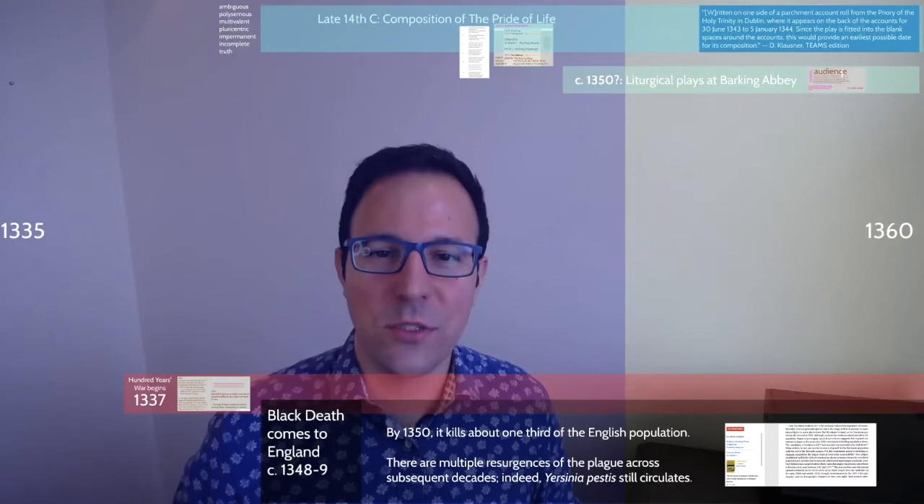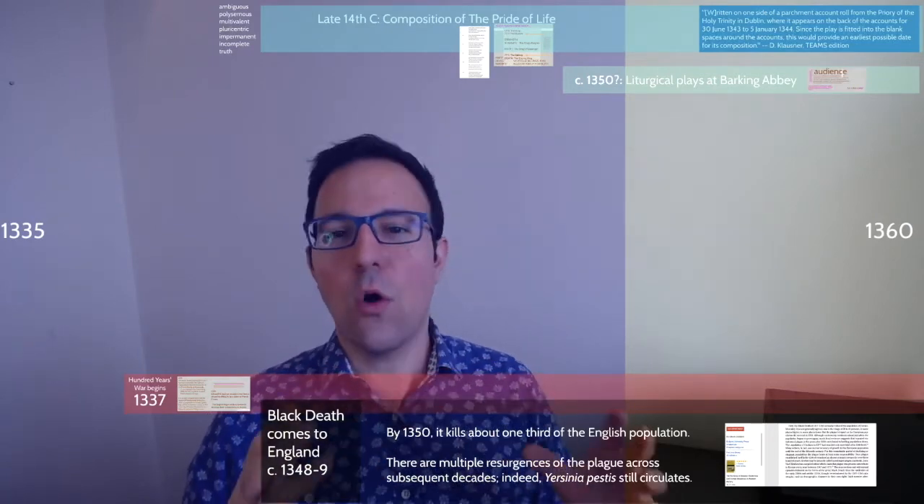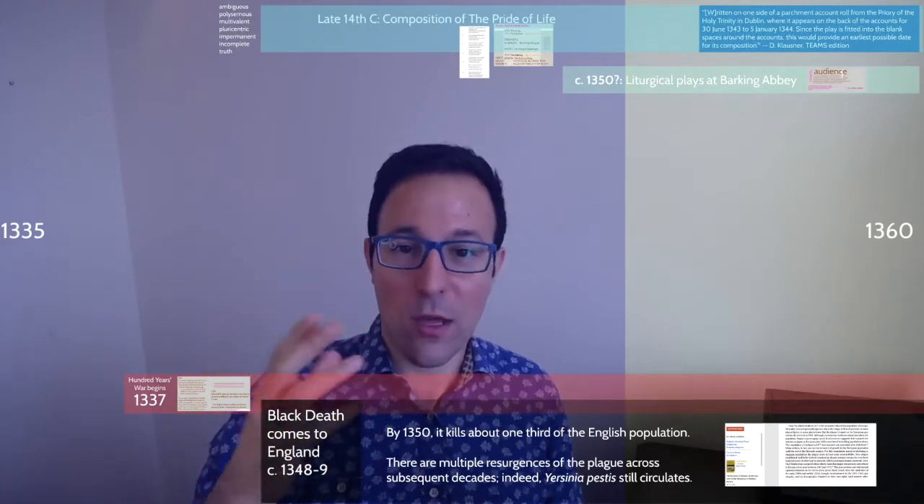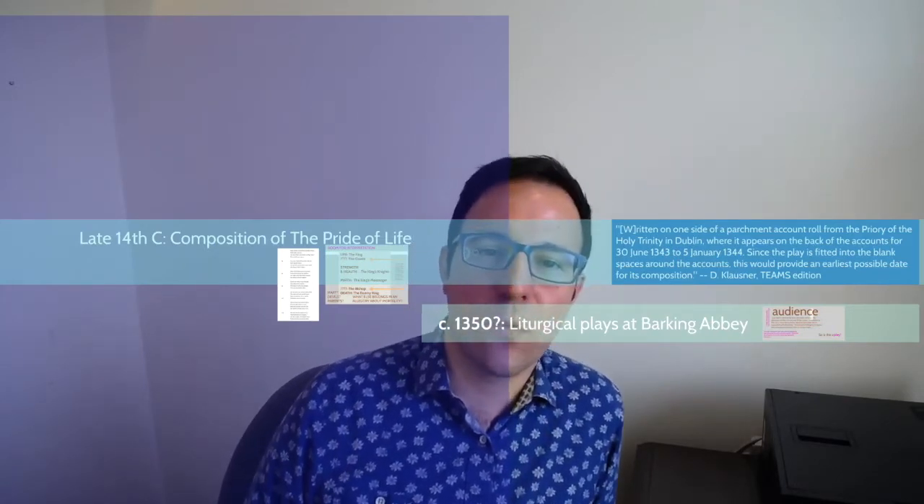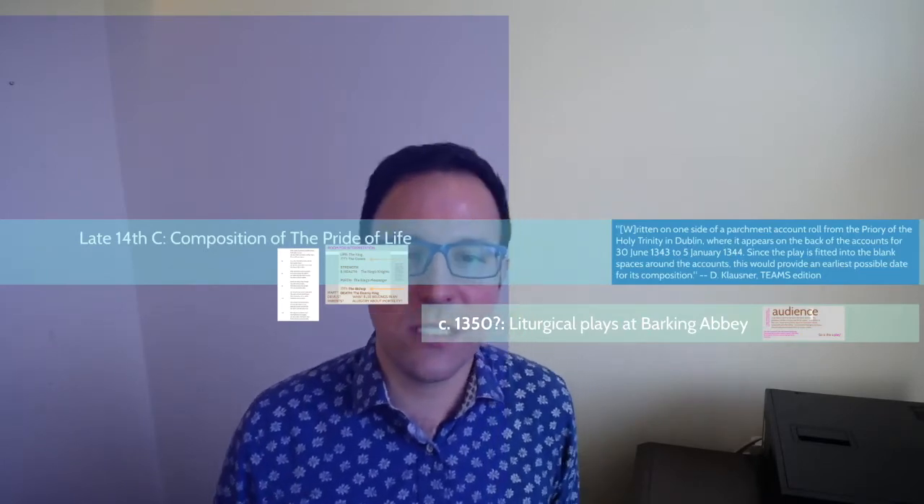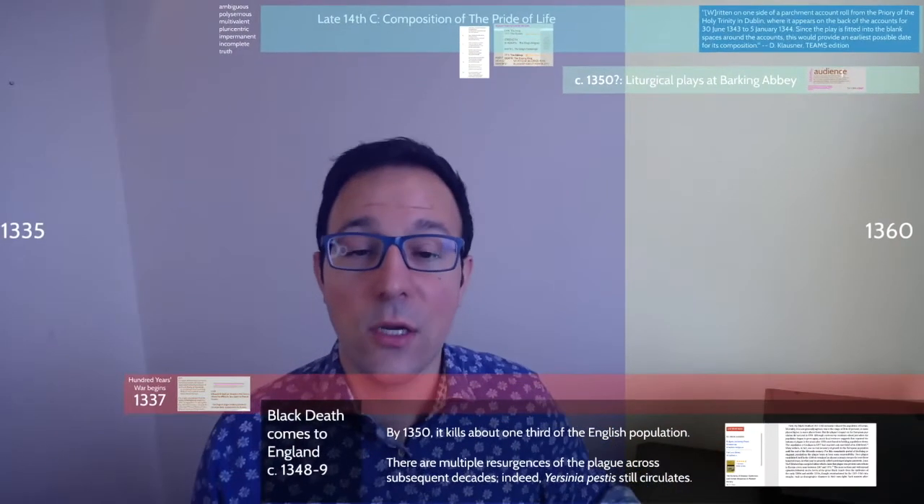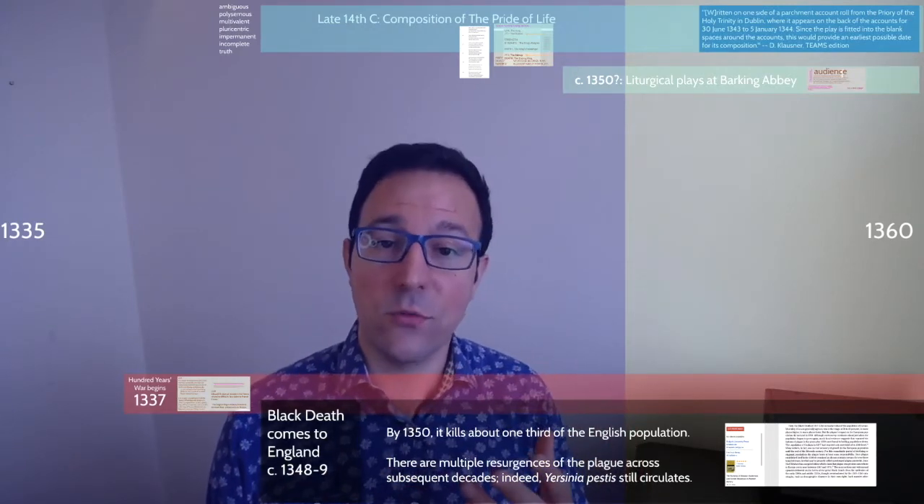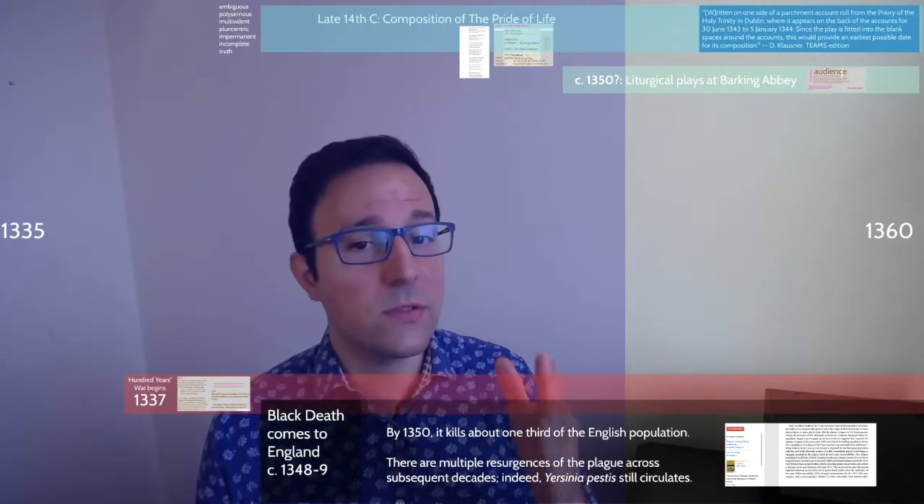That leaves a lot of room for interpretation, particularly because we don't know what elements of that story are to be actually enacted in morality play style and which are not. Written on one side of a parchment account roll from the Priory of the Holy Trinity in Dublin, it appears on the back of the accounts for 30 June 1343 to 5 January 1344. Since the play is fitted into the blank spaces around the accounts, this would provide an earliest possible date for its composition. Here again we have a play that only happens to survive because it was preserved on the back of a financial record being the thing that must be saved.